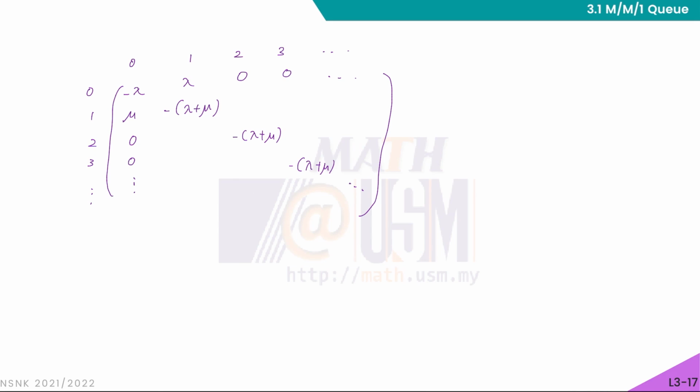From state 1 to state 2, we have lambda and then 0. From state 2 to state 1 you have mu. State 2 to state 3 you have lambda, and state 3 to 1 you don't have any value. State 3 to 2 you have mu, and then it continues like that. So basically it only has three kinds of entries: the diagonal element, and then these values here, which are the same because you have a single server and the same arrival rate for all states.